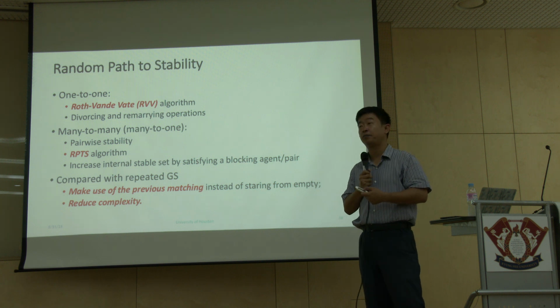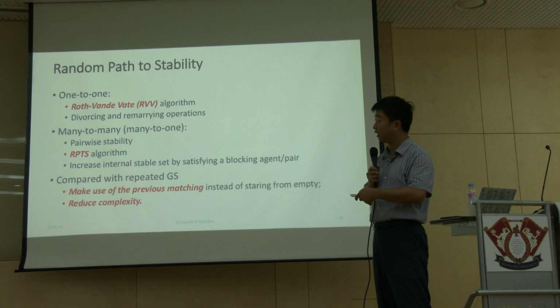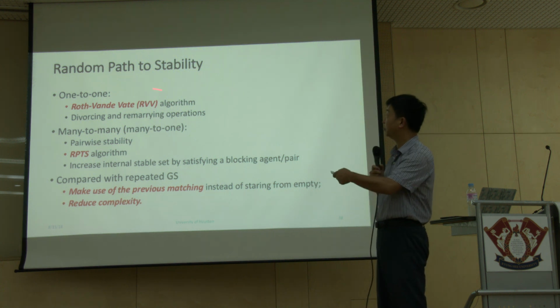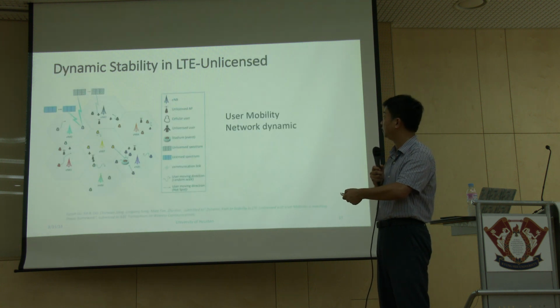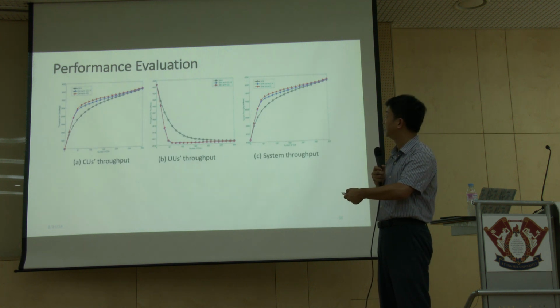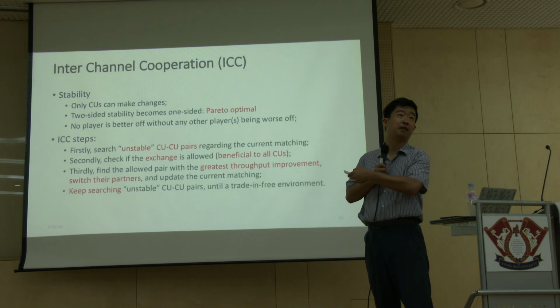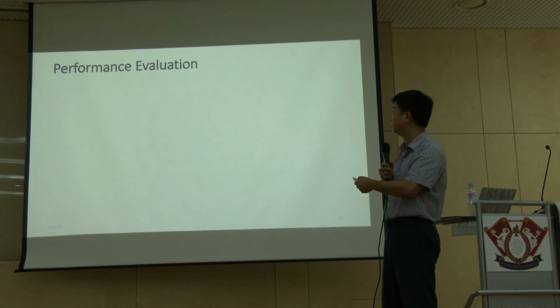So when you do this kind of dynamic, you don't want to do the GS algorithm all the time, then you think about the RVB algorithm. And when you think about the external effect, then you think about the ICC algorithm. Okay, these are all variations of the GS algorithm.